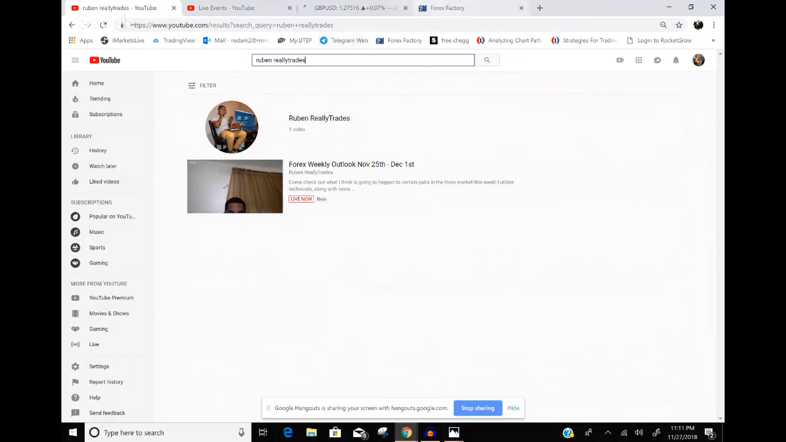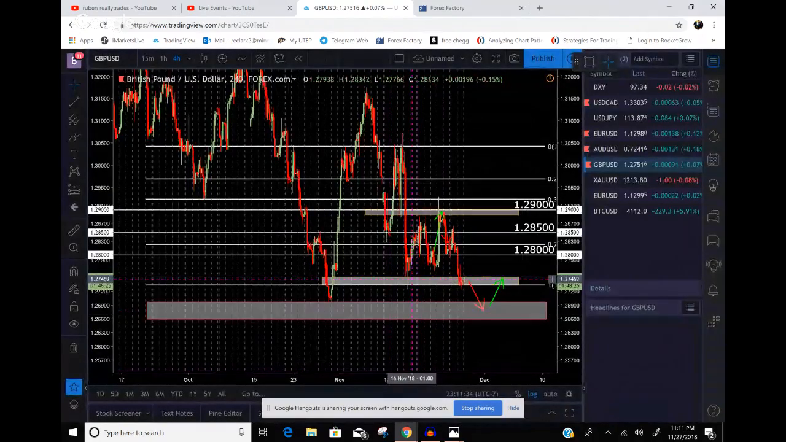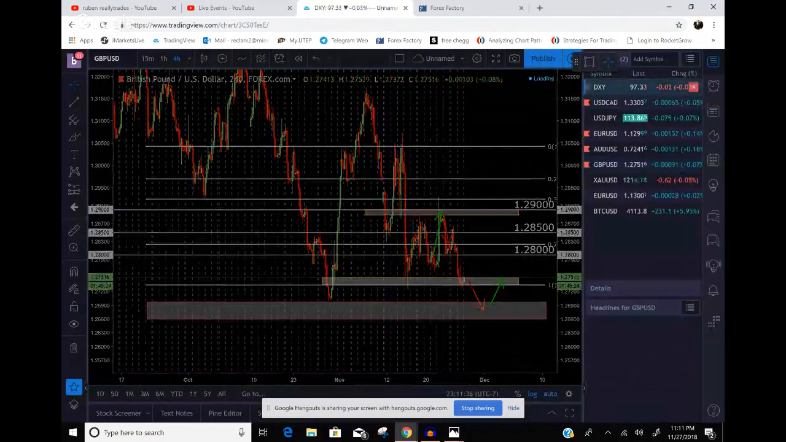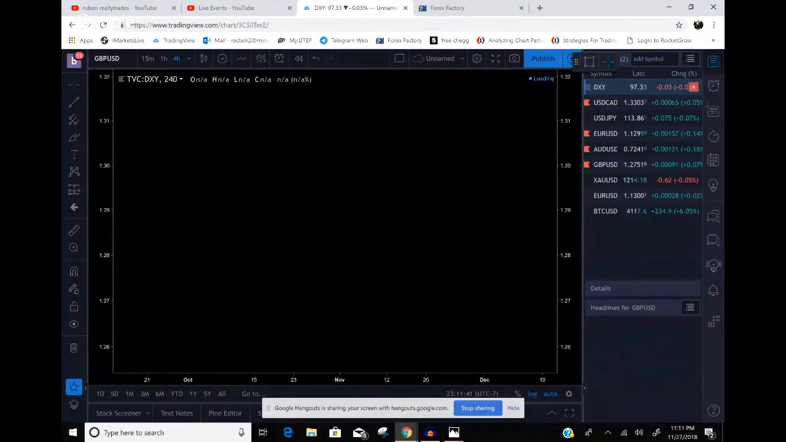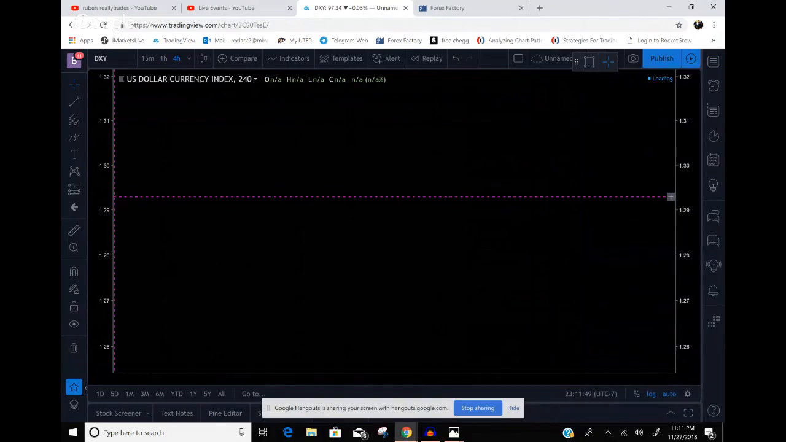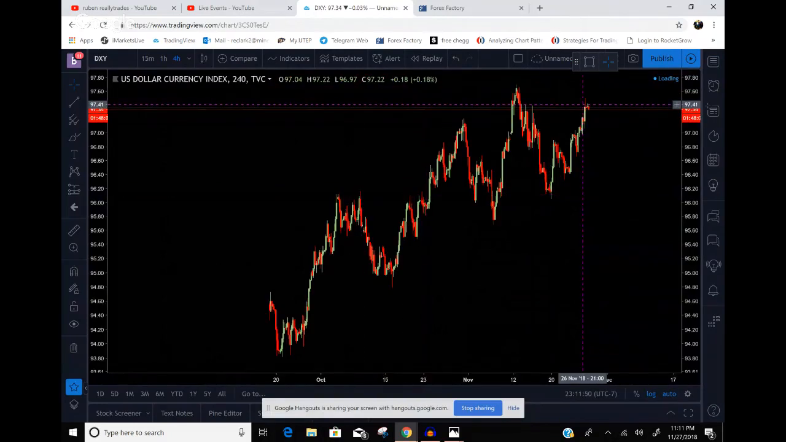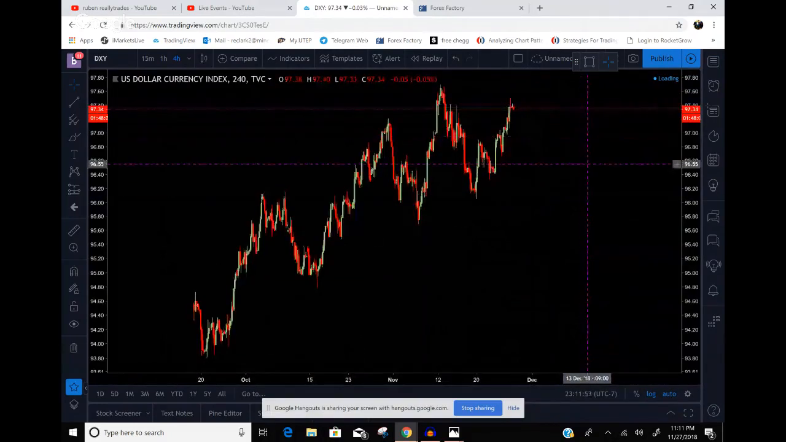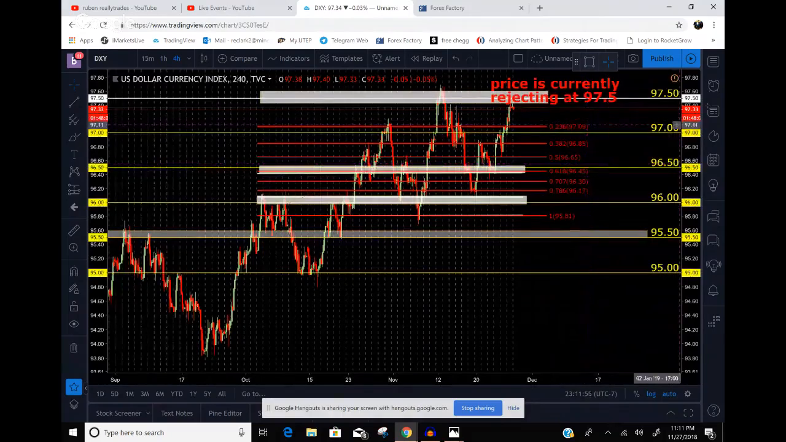So hopping over to the charts, guys, let's get started. With the DXY, something very important that I've been checking out and peeping is the fact that the dollar is at a major reversal zone right now. So we are currently looking at price rejecting at 97.4, 97.5, which is what I have marked.